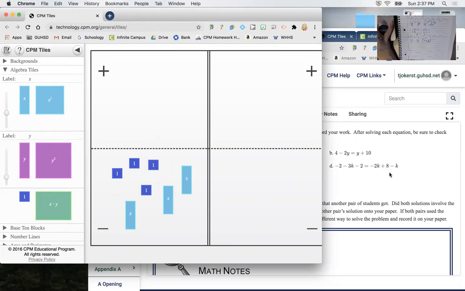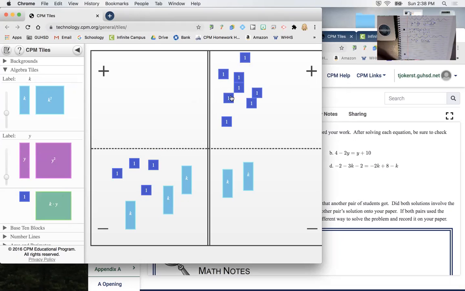Okay, on this side, I have a negative 2k, but again, remember I'm using the x's because I'm not gonna change the variable here. I could actually change it here to k if I wanted to. I could, just so you can see if you guys would rather do that, you can use k instead of x, but you don't need to do this. And then I have plus 8, so I'm gonna throw those 8 up here. 1, 2, 3, 4, 5, 6, 7, and 8. Okay, so there's my 8, and then I have a minus k, and minus another k. So I'll move that here.